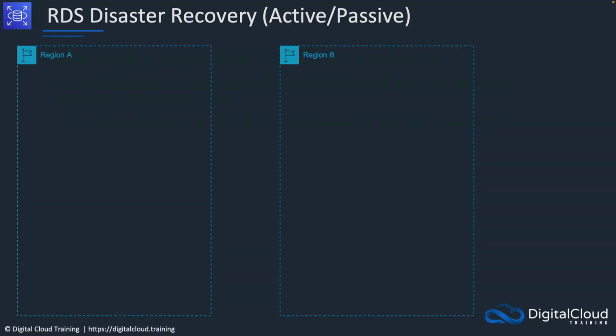Okay, now let's finish this off with an RDS Disaster Recovery solution. And this is an active-passive DR configuration. And this is the one we're actually going to build in the lab within our live session.